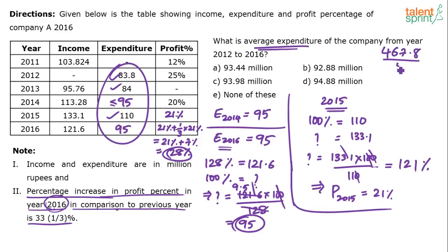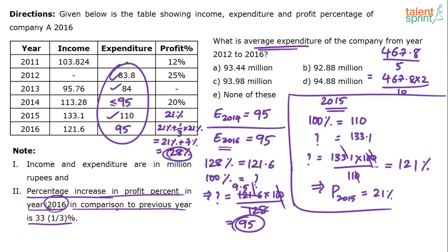467.8 divided by 5. Let me just quickly check this again. 80 and 80 is 160. This is 300. 160 plus 300 is 460. 460 plus 7.8, 467.8. 467.8 divided by 5. How do you get 467.8 divided by 5? The simpler calculation I'll tell you. Instead of dividing a number by 5, you multiply the number by 2 and divide by 10. That's the easier way to do the calculation.